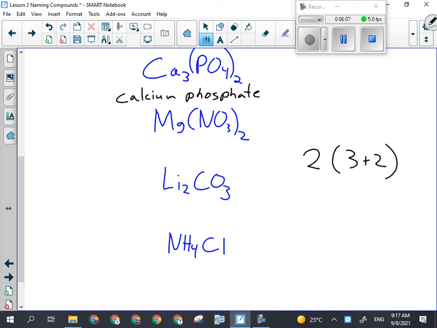It means that there are 2 PO4 ions, right? So that means 2 phosphorus atoms and 8 oxygen atoms in total. Everybody with me there? So that's the purpose of the brackets. We only use brackets if there are polyatomic ions because we have to enclose them. They always come as a unit.